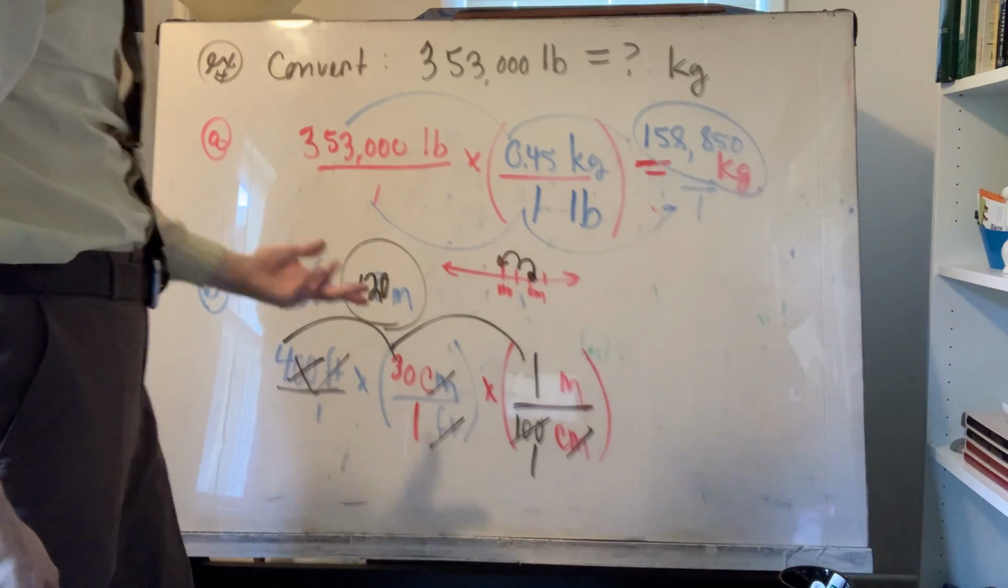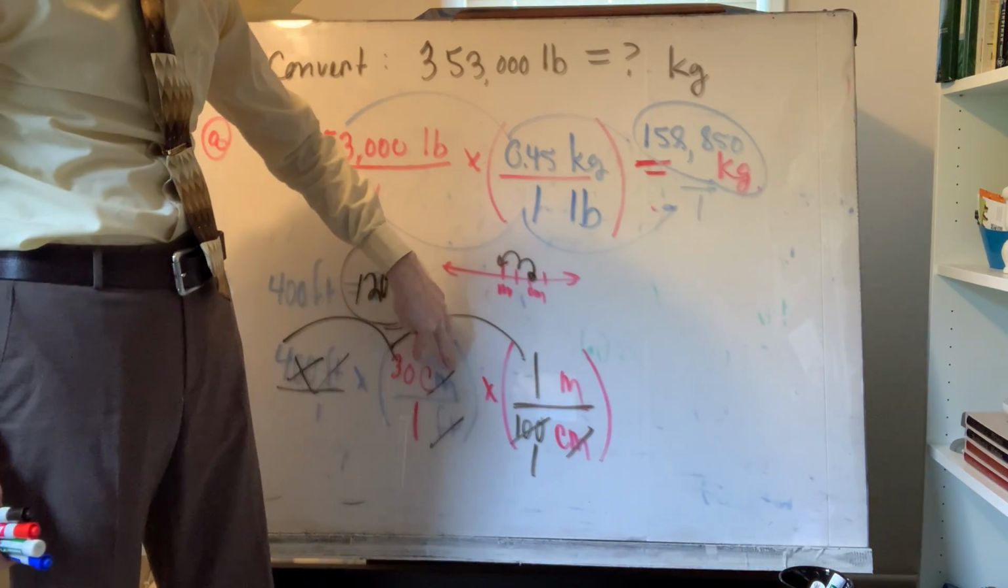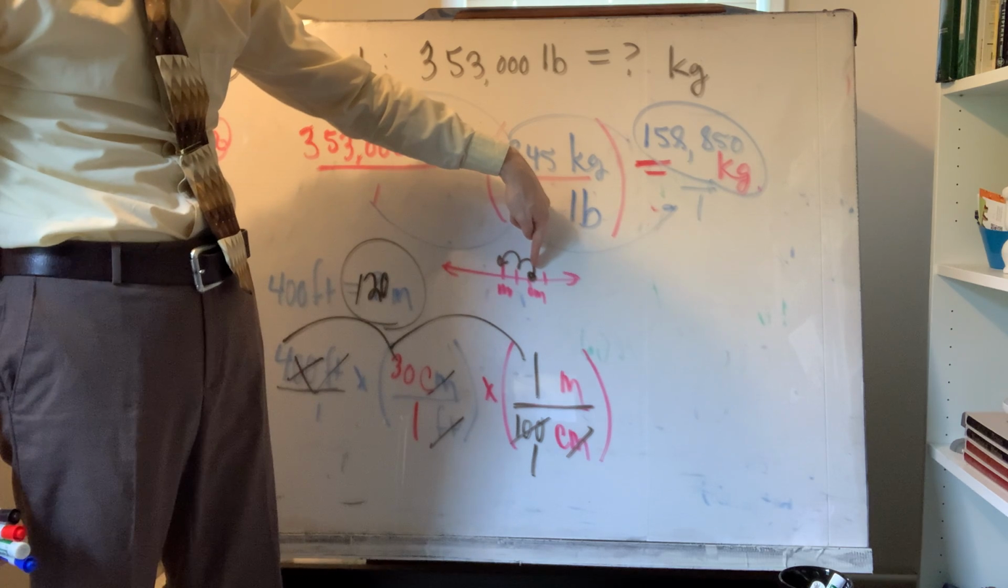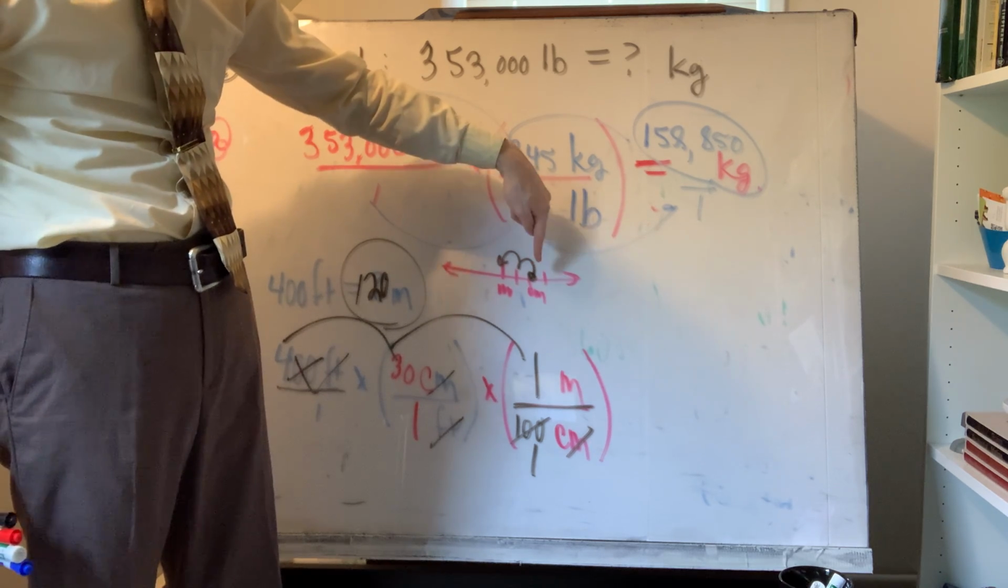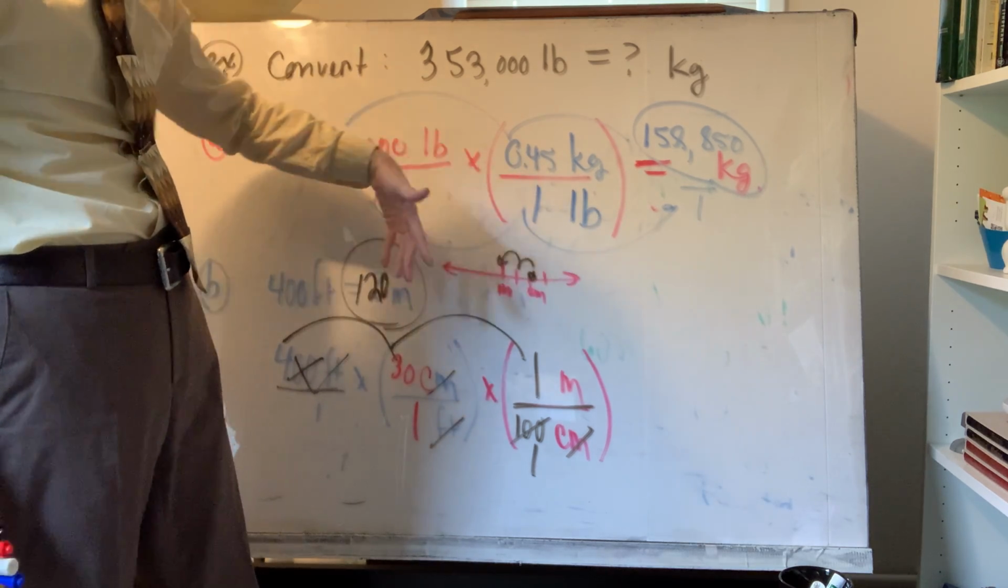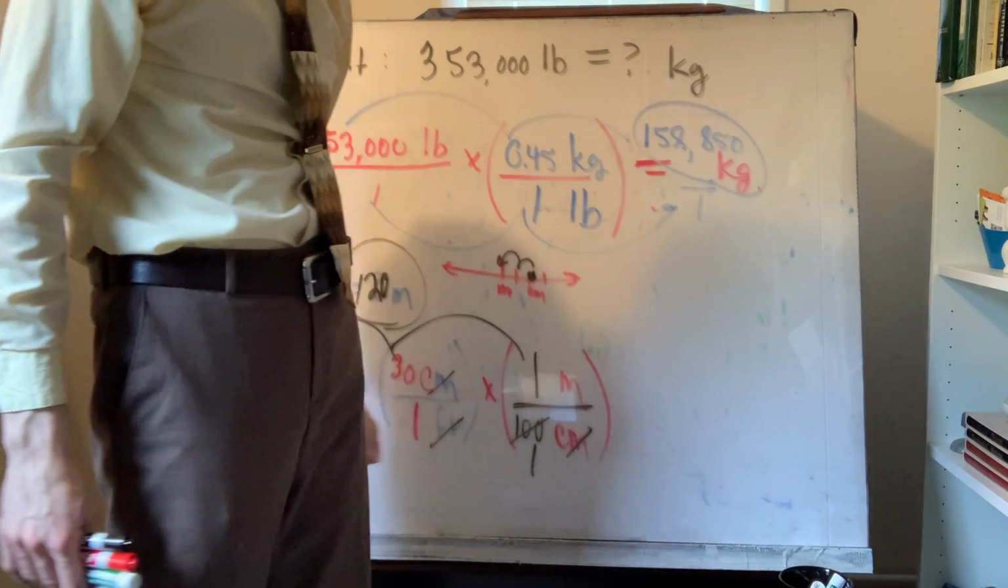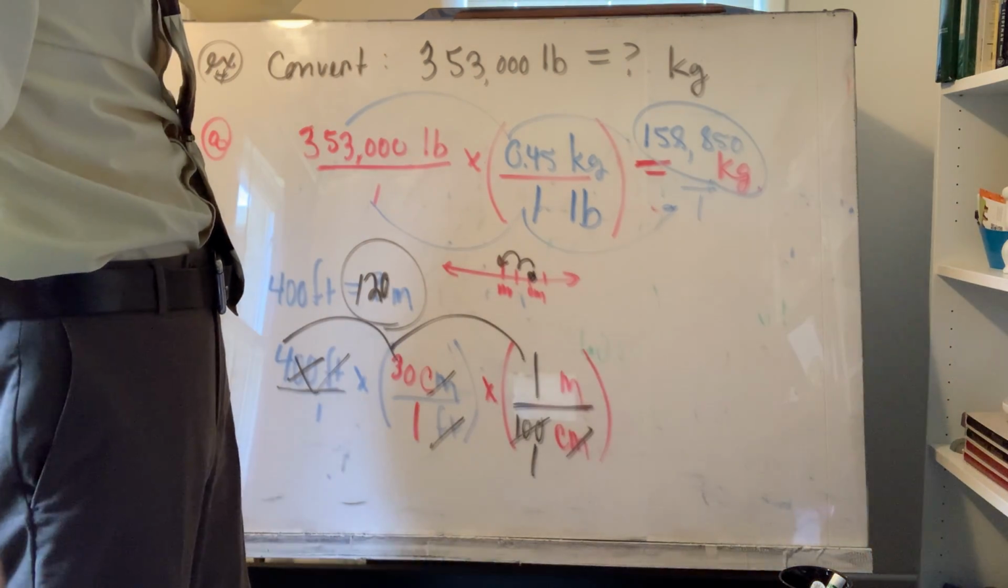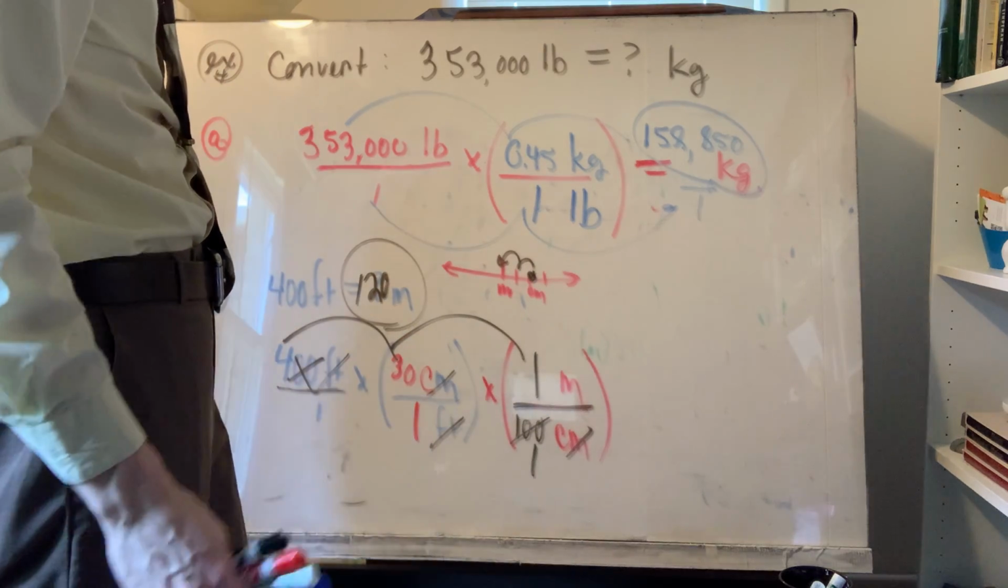Okay? Again, if you had gotten this far and converted to centimeters, you could always draw the number line, and then convert from centimeters to meters by moving a decimal point. Either is fine. This is just another way of doing it.